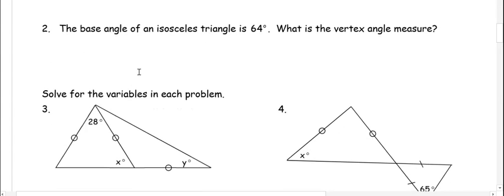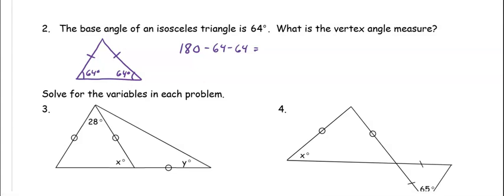In number 2, the base angle of an isosceles triangle is 64. What is the vertex angle? So in an isosceles triangle, if one base angle is 64, so is the other. Remember that in all triangles, the angles add up to 180 degrees. So we can do 180 minus the two angles we know, 180 minus 64 minus 64. So we get that the vertex angle is 52 degrees.